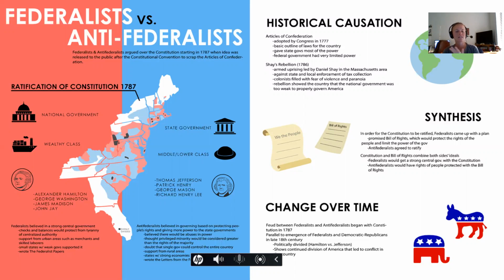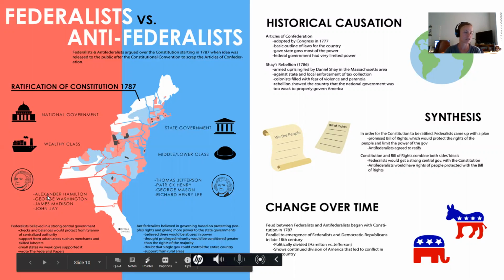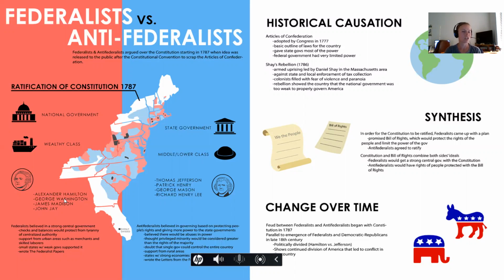What's going to happen is it's going to morph into the Federalists, led by guys like Alexander Hamilton and George Washington, his mentor, his father figure, and John Jay, the first Chief Justice of the Supreme Court. These Federalists are going to continue on. The Anti-Federalists, they lost because the Constitution gets adopted, even though they do get their Bill of Rights.